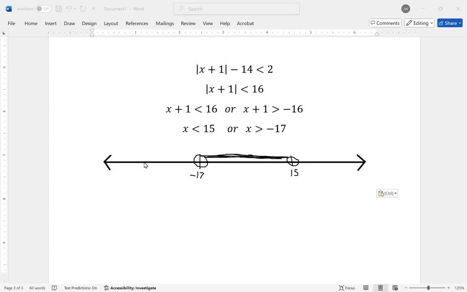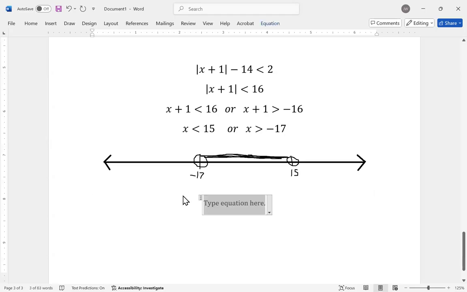If you want, you can test numerical values. You could plug in a value like 0, which is between negative 17 and 15, and see that it works. You could plug in a number like 20, which is above 15, and see if it works or not. You could plug in a number like negative 20, which is below negative 17, and see if it works or not. As interval notation, we would do parentheses, negative 17, comma, 15, and then another parentheses.